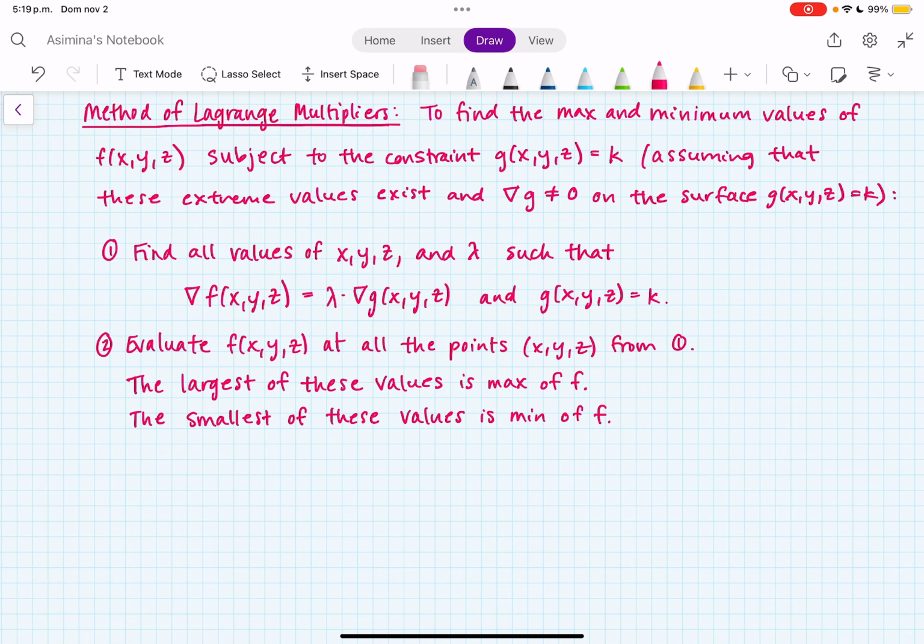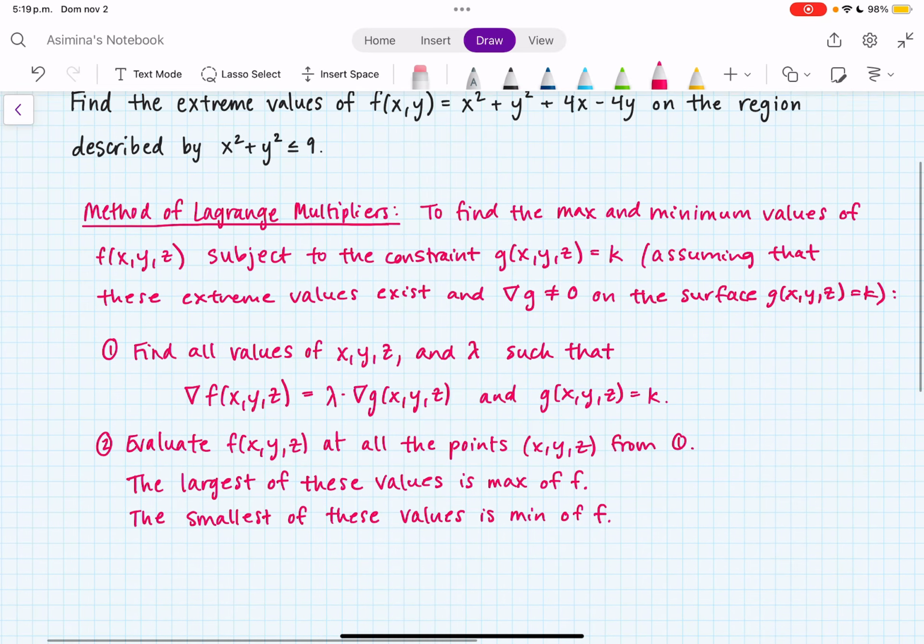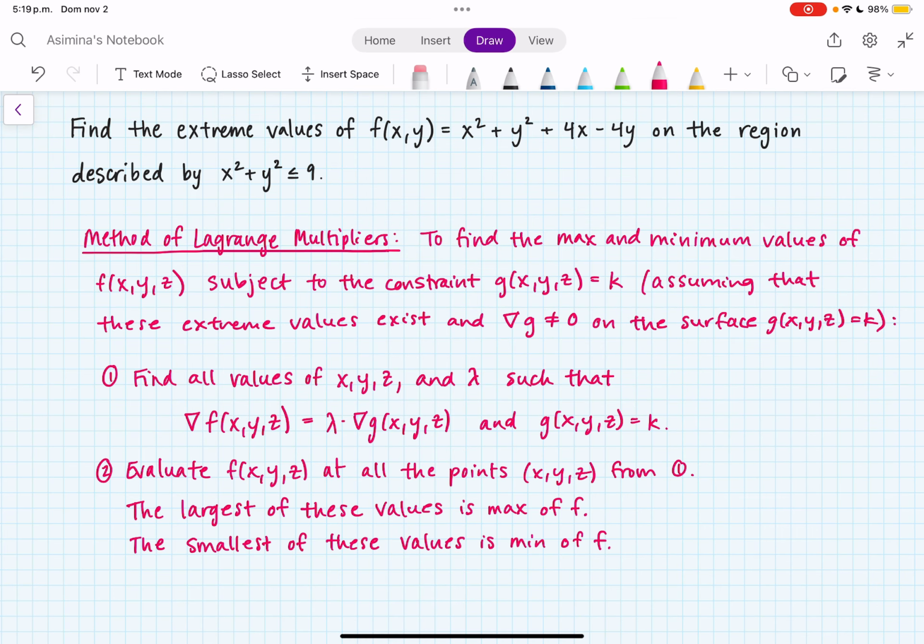Maybe this doesn't make a lot of sense right now, but we're going to follow these steps to solve the problem we initially started with. First, we want to compute the values of f at the critical points in the region x squared plus y squared is less than or equal to 9, with extreme values of f on the boundary. This is just coming from the above, right? We have this constraint where we're given the region x squared plus y squared is less than or equal to 9.